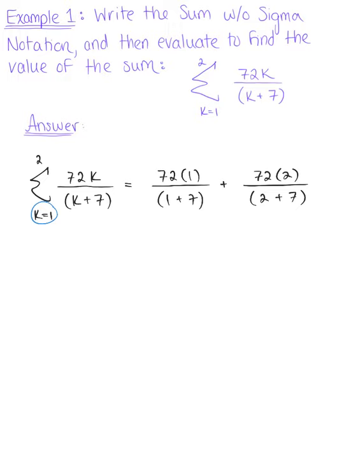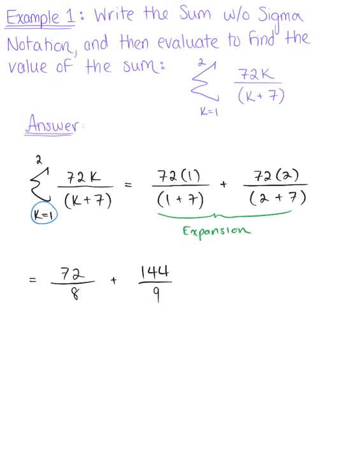And we call this the expansion. And all we've done is expand the sum. We haven't evaluated, we're simply expanding. So there's our expansion. So now using this expansion, we want to find the exact value. So let's simplify. We have 72 times 1 is 72, divided by 1 plus 7 is 8, plus 72 times 2 leaves us with 144, all divided by 2 plus 7 is 9.